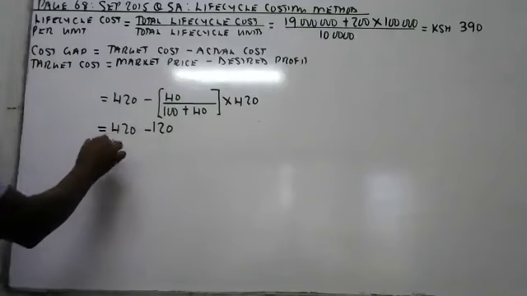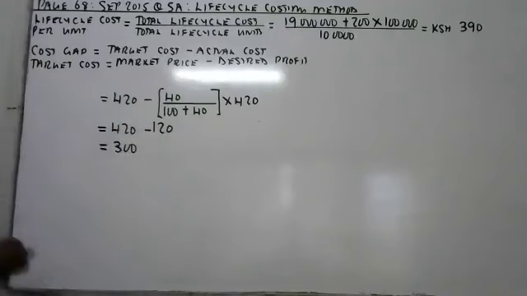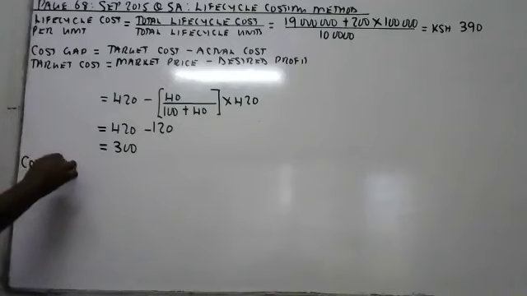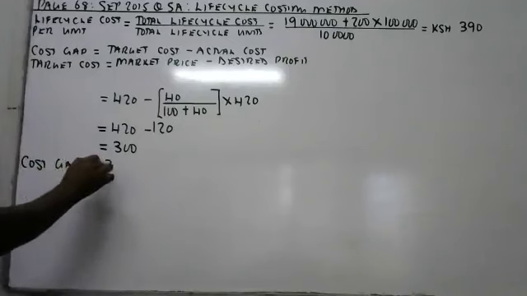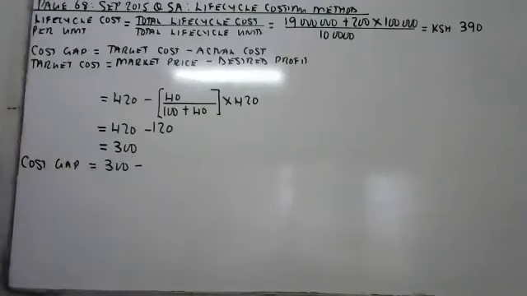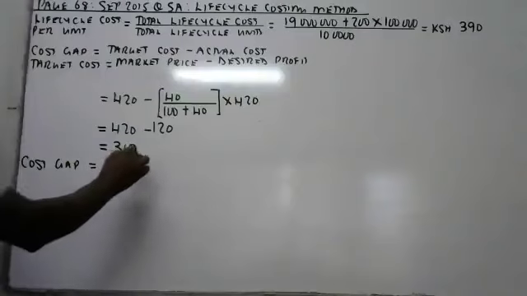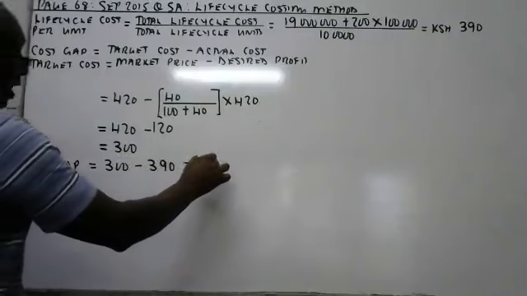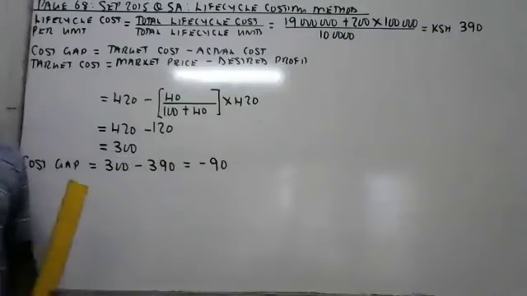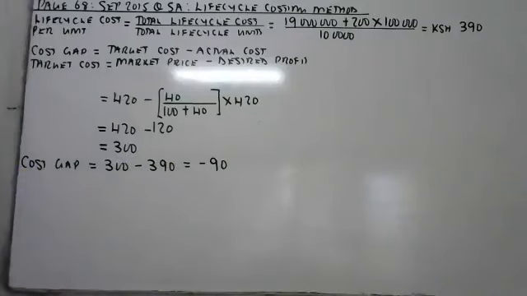So the target cost is what? 300. And therefore, our cost gap is 300 minus the actual cost of what? 390. So that gives us a gap of what? Minus 90. You can either put it as negative, you can ignore the negative, whichever you prefer.